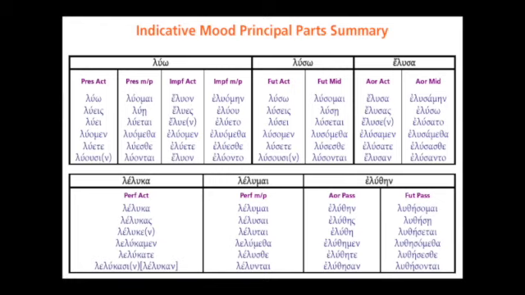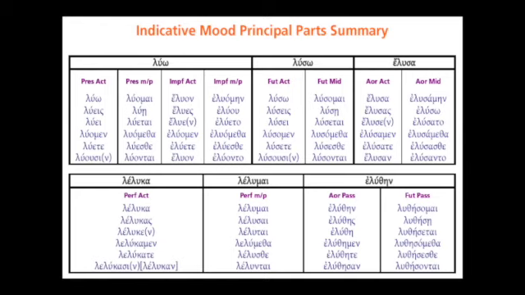Our fourth principal part is the perfect active. And then the fifth principal part is our perfect middle passive. And then our sixth principal part is the stem based upon which our aorist passive and our future passive are formed. And so not a whole lot of difference with luo.